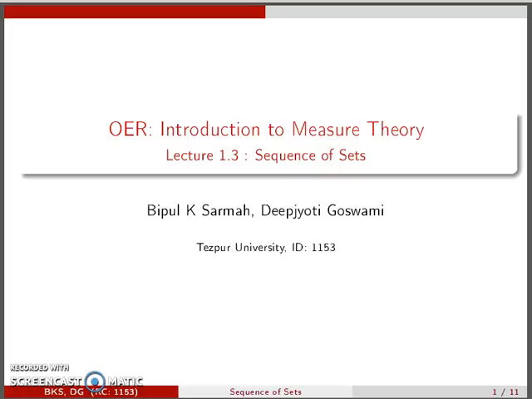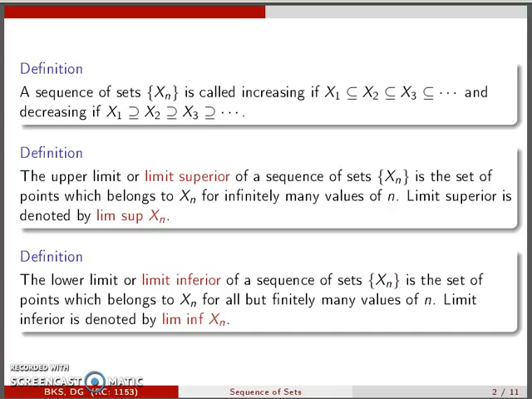Hello and welcome to our third lecture in this series, sequence of sets. A sequence of sets xn is called increasing if x1 is a subset of x2, a subset of x3 and so on, and decreasing if x1 is a superset of x2, a superset of x3 and so on. So in other words, a sequence is increasing if the sets in the sequence increase in size, and if they decrease, then it's decreasing, right?